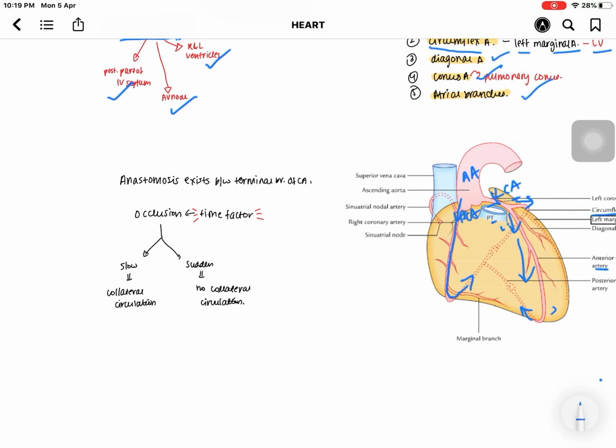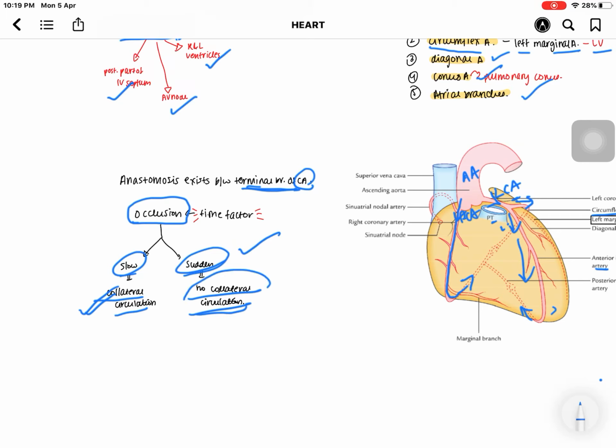Actually, these anastomoses are between the terminal branches of the coronary arteries. If there is a slow occlusion, there will be time for collateral circulation. But if there is a sudden occlusion, no collateral circulation can be attained, so there will be ischemia, which leads to infarction.